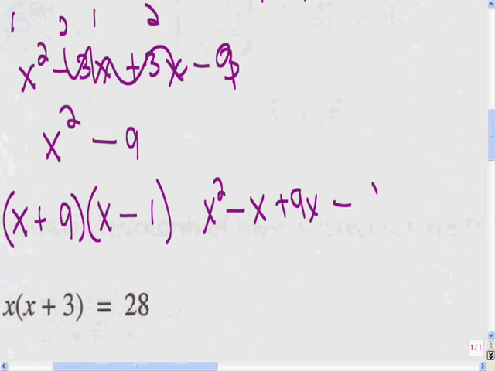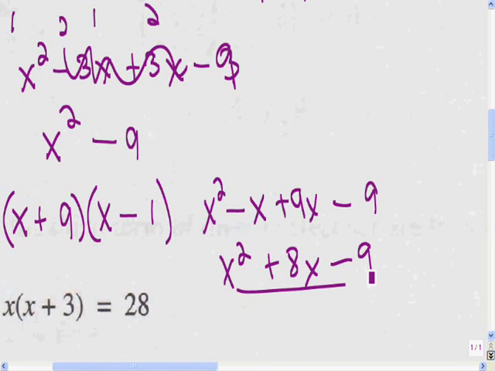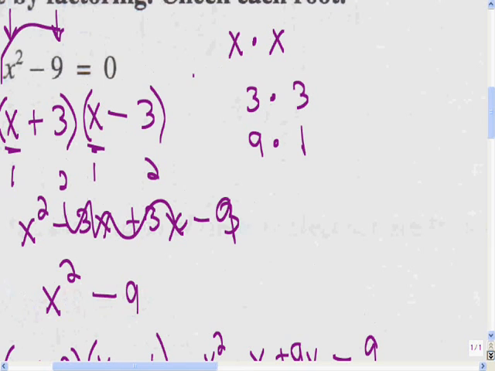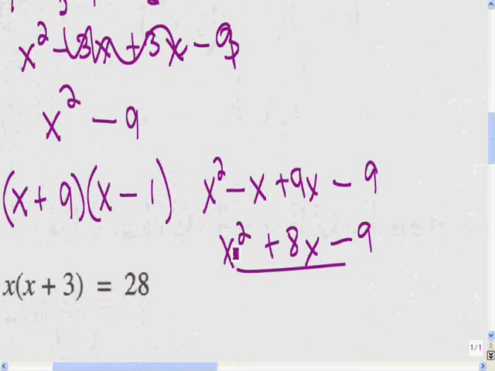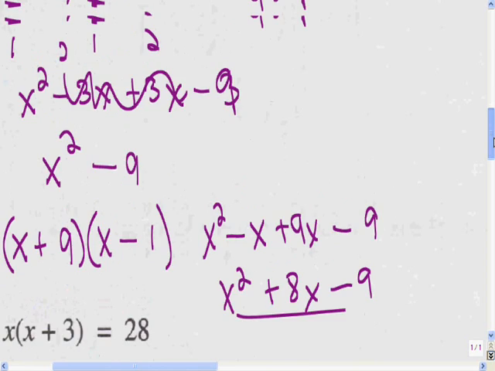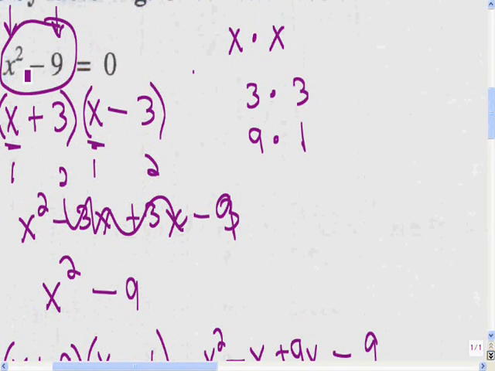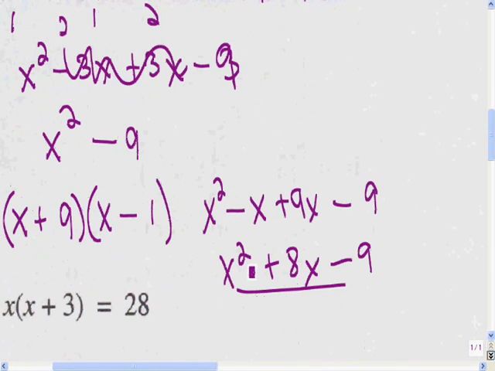X squared, a positive 9x and a negative x equals a positive 8x, because the signs are different, so I subtract, and my bigger number has the positive, so my answer is positive, and then I just get negative 9. You see, I don't get this. So this is not the factor. X plus 9 times x minus 1 are not factors, because when I multiply them together, I don't get x squared minus 9. What I get is x squared plus 8x minus 9. And that's not what I want.